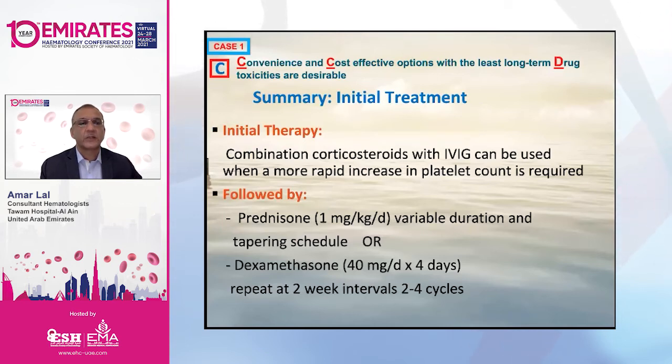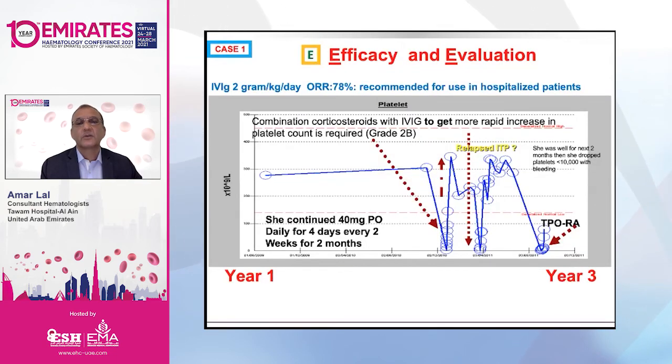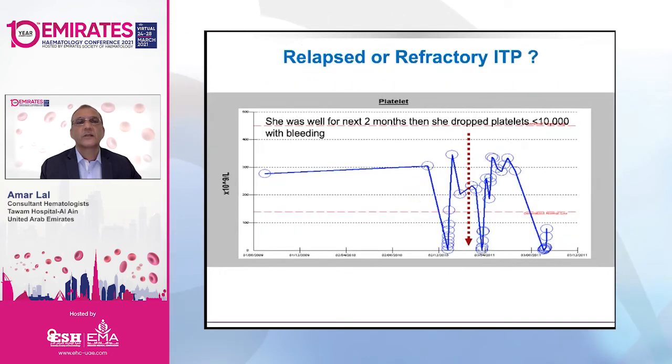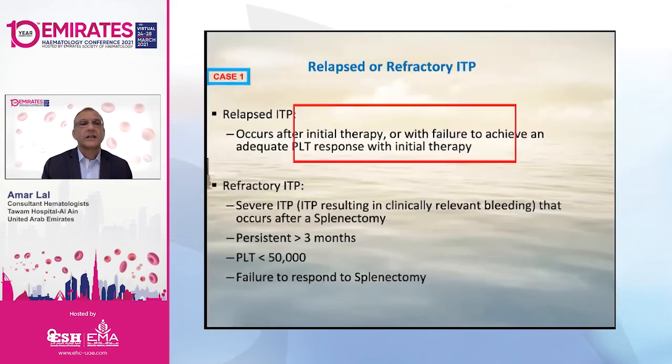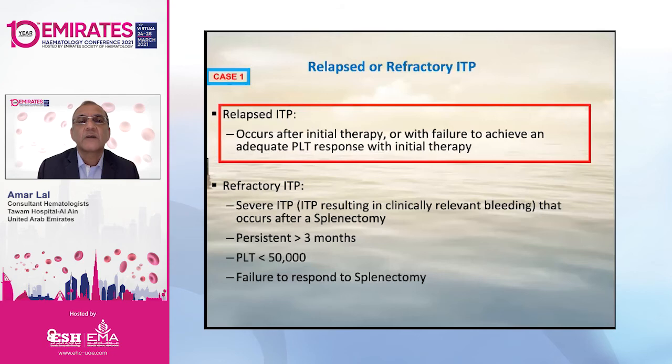Now, choose the therapy and drug, avoiding drug toxicity. There are options, prednisolone and dexamethasone. In this case, dexamethasone was given. After 2 cycles, the patient had a very good remission. But after 3 months, the platelets went down again. So what is this, relapse or refractory? By definition, it is relapse, because it occurs after initial therapy or with failure to achieve a response to subsequent first therapy.